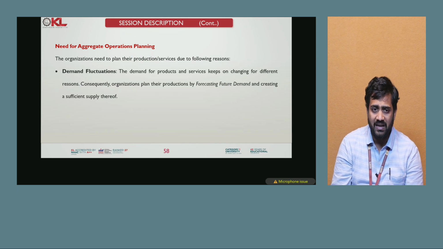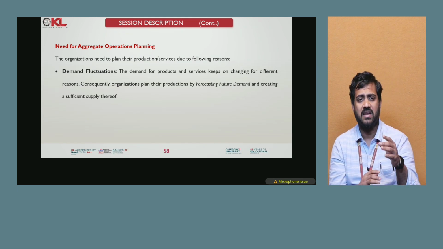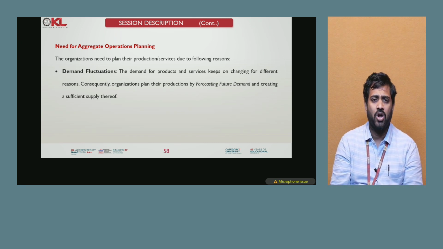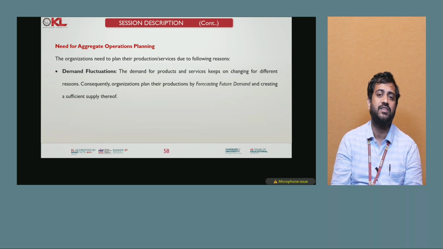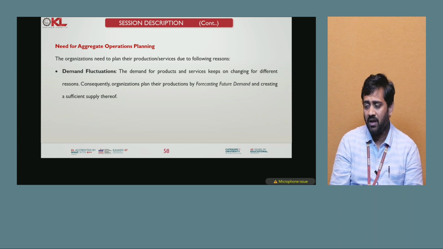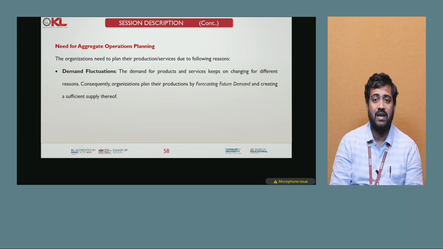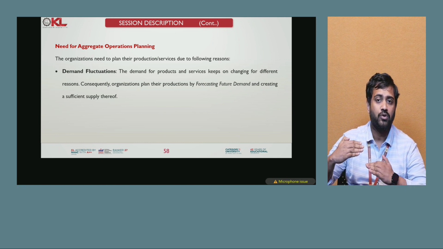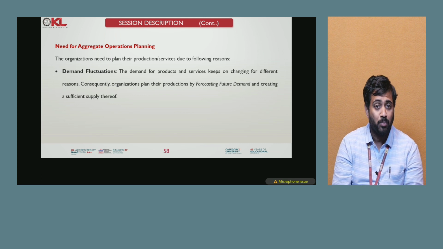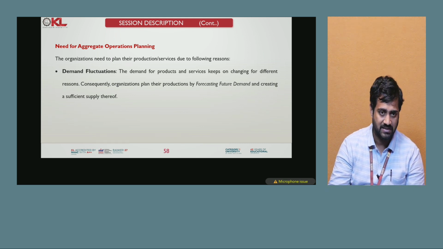In the market, so many new products are coming, there is a lot of demand, and there are so many deviations between different periods; a lot of fluctuations will be there in the market. Consequently, organizations have to plan their production by forecasting future demand and creating a sufficient supply. Based on the market requirement only, we have to forecast future demand, and based on that only you have to plan the required things.